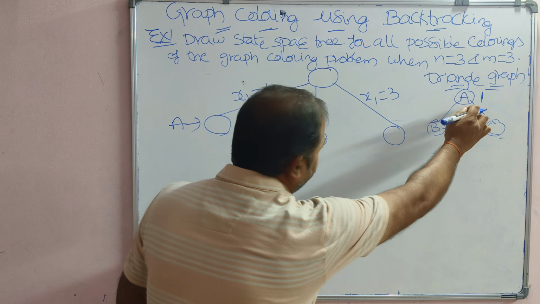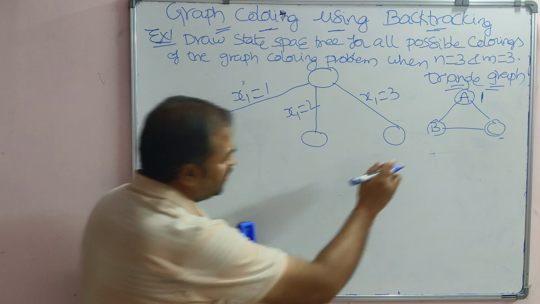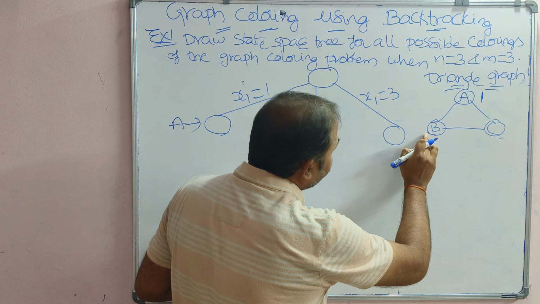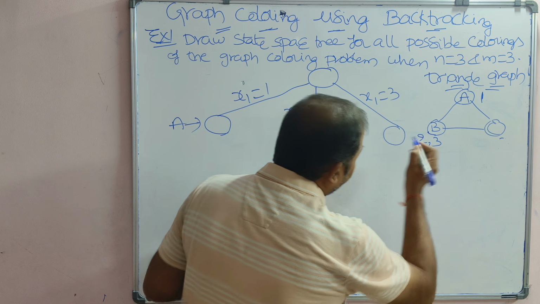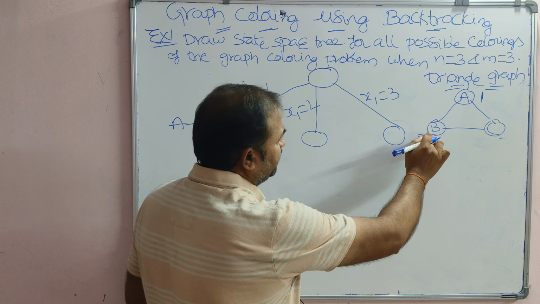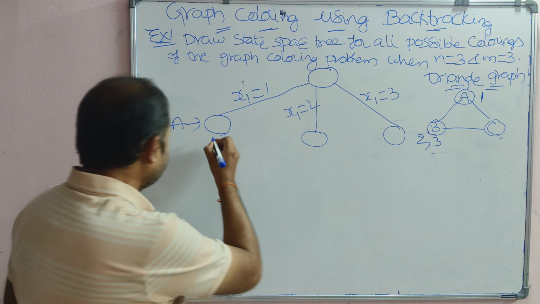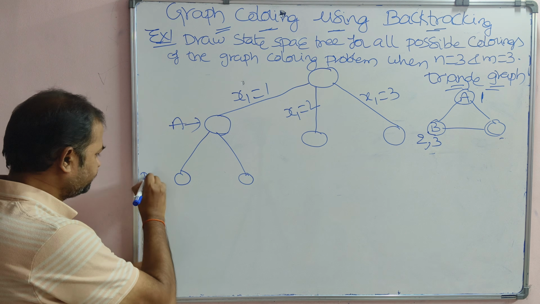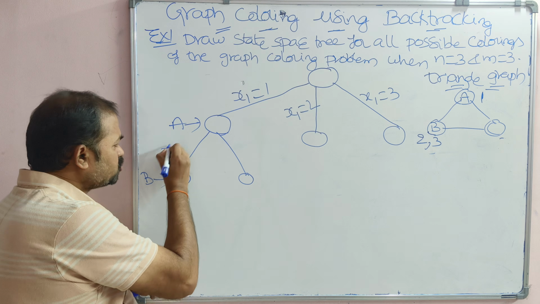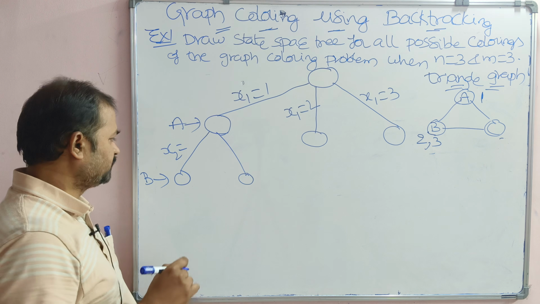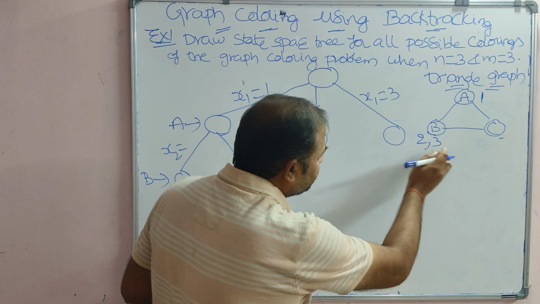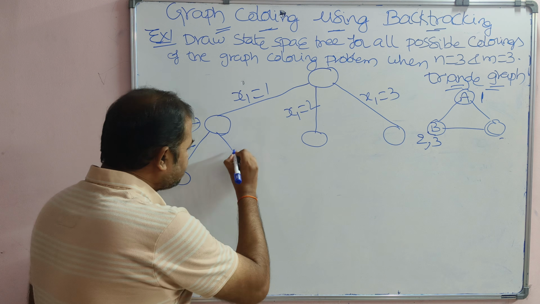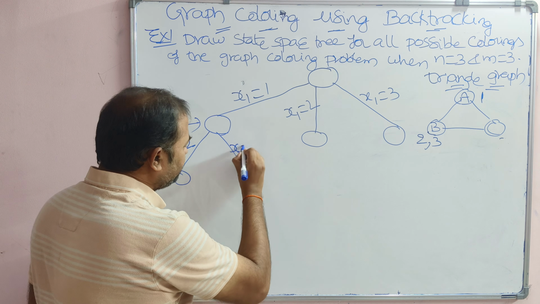First, vertex A is colored with 1. Now let's see vertex B. Vertex B can be colored with either the second color or the third color, but we can't use color 1. Why? Because these two are adjacent vertices. So now let us focus on vertex B, which is X2 in the solution vector. It may be either the second color or the third color. The second color means this path, whereas the third color means this path, X2 equals 3.